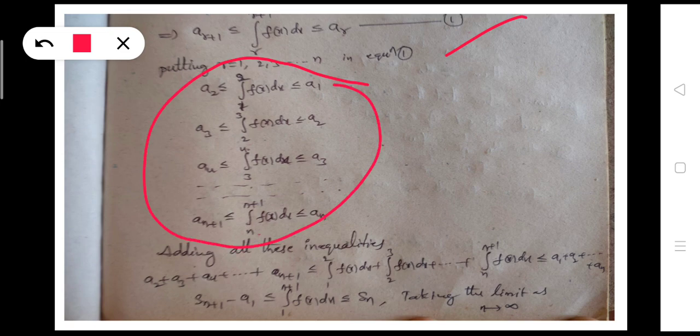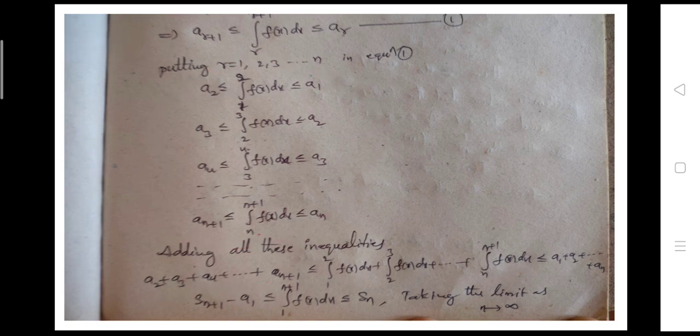all these inequalities. So the left side part is a2 plus a3 and so on up to a(n+1), which is less than or equal to the middle part: integral 1 to 2 of f(x) dx plus integral 2 to 3 of f(x) dx plus and so on, integral n to n+1 of f(x) dx, which is less than or equal to the right side part, a1 plus a2 plus and so on plus an.